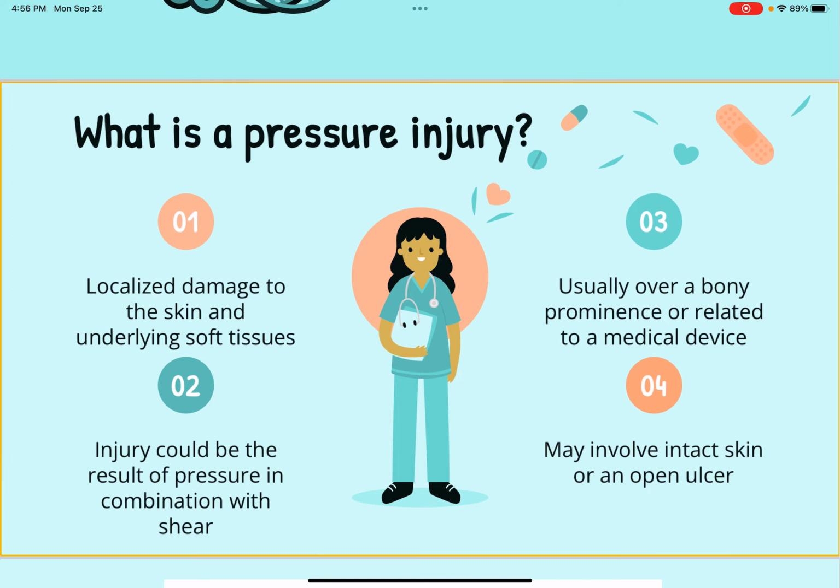Finally, a pressure injury may involve intact skin or an open ulcer. Intact skin refers to normal skin and skin layers without damage or breaks. An ulcer is a shallow or deep crater-like sore of the skin or mucous membrane. The terms pressure injury, pressure ulcer, and bed sores are synonymous.